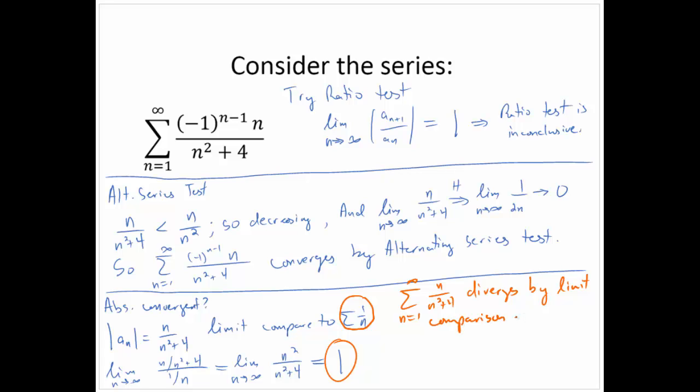And so what that tells me is the original series by the alternating series test converges. However, it's not absolutely convergent, so a conclusion that I could make is that the original series is conditionally convergent.